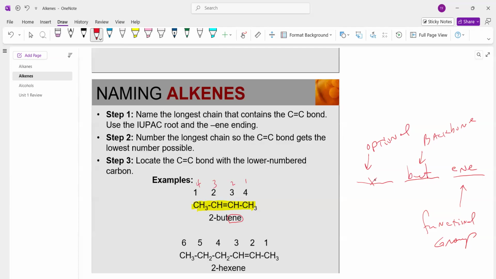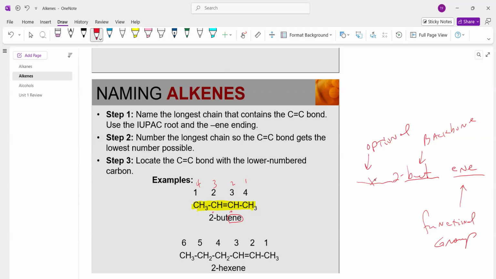Now, notice if we're going from left to right, the carbon that the double bond starts on, I'm going to repeat, starts on, is carbon number 2. If we're going from right to left, the double bond starts on carbon number 2 also. So it doesn't matter which way you name it, it ends up being the same in this case. So it's going to be 2-butene.